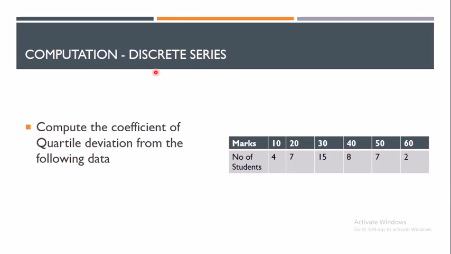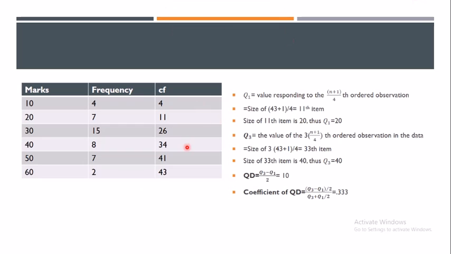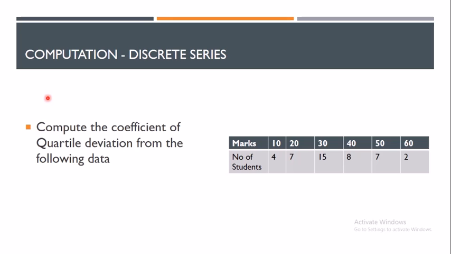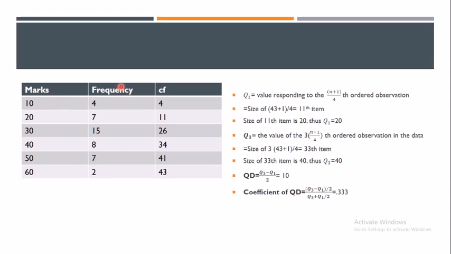Now here you have to calculate the coefficient of quartile deviation from the following data, and that too in a discrete series. You are given marks and the number of students who have acquired these marks, so that means you have the frequency with you. Let's see how you can find the solution for this problem. You arrange the marks in ascending order, 10, 20, 30, etc. Write down the corresponding frequencies of each mark. Then you find the cumulative frequency. So you have made a table over here.